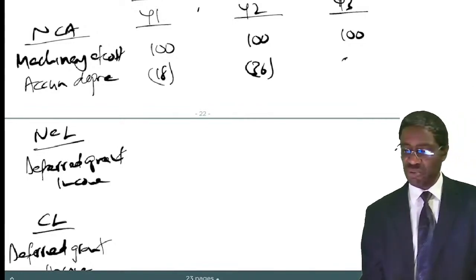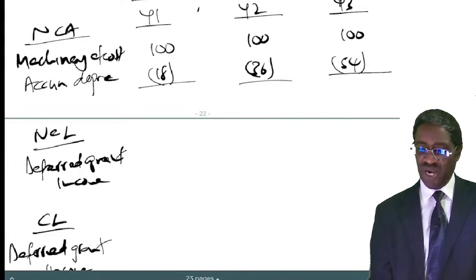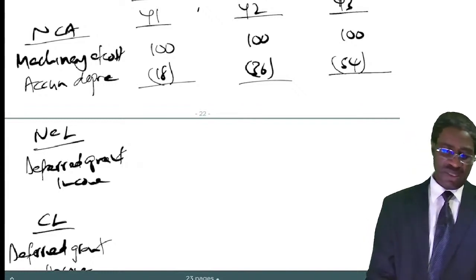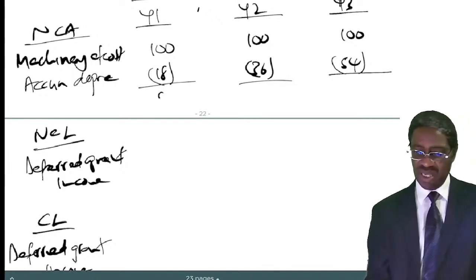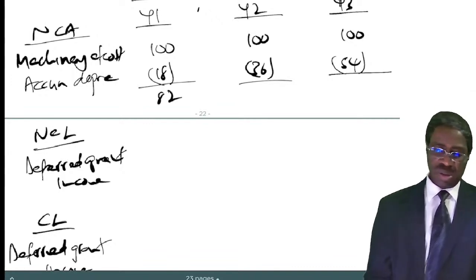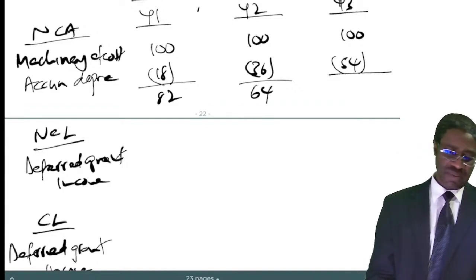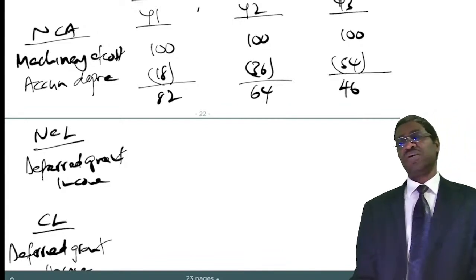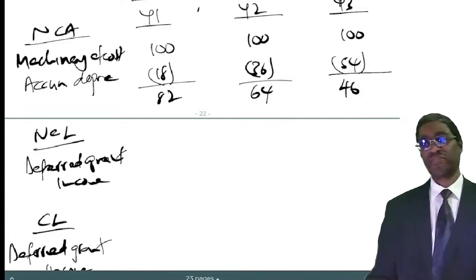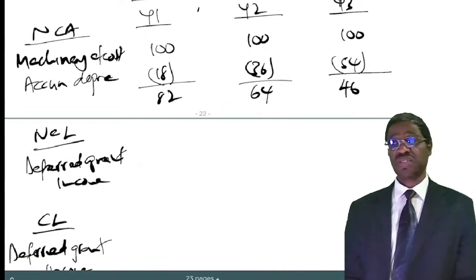That is 54. What leaves me with the book value? First year, 100 minus 18. That is 82. Second year, 64. Third year, 46. Okay? That's all for the 3 years.